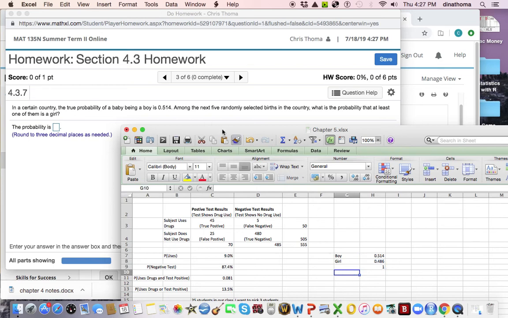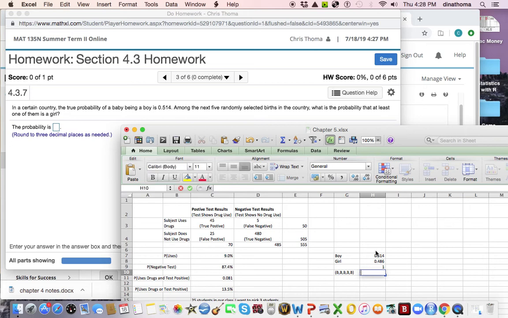However, if I'm having 5 kids and I want at least one to be a girl, the complement of that will be if I have a boy, boy, boy, boy, and boy. 5 kids, all boys. That is the opposite of having at least one girl. So therefore, that equals 1 minus the probability of having all boys.